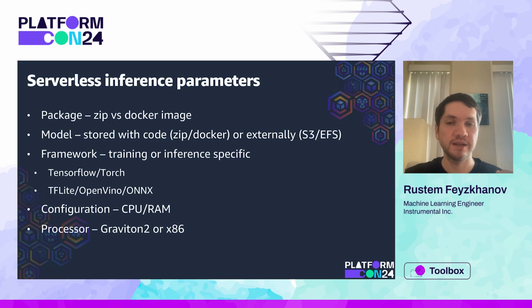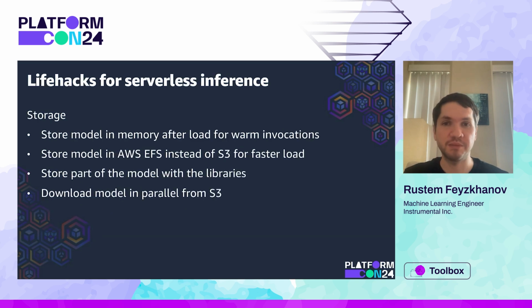Usually lighter inference frameworks, like TF-Lite and OpenVINO, take less time to initialize. With the processor, Graviton 2 can also be faster compared to x86. And for zip versus Docker image, you need to try different options and see what works best for you. So, some life hacks to keep in mind.